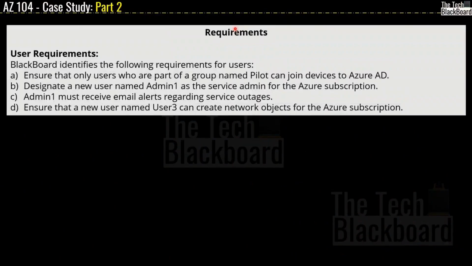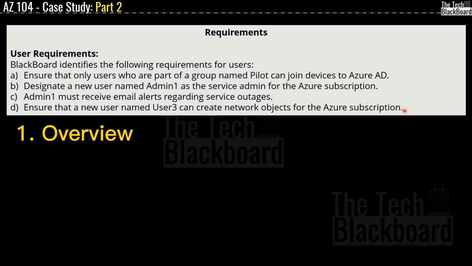There is one more type of requirements, and that is user requirements. It says that Blackboard identifies the following requirements for the users. The first one is ensure that only users who are part of a group named Pilot can join the devices to Azure AD. The second one here is that designate a new user named admin1 as the service admin for the Azure subscription. Third one given is admin1 must receive email alerts regarding service outages. And the fourth one given is ensure that a new user named user3 can create network objects for the Azure subscription. So those were all the details given in the case study.